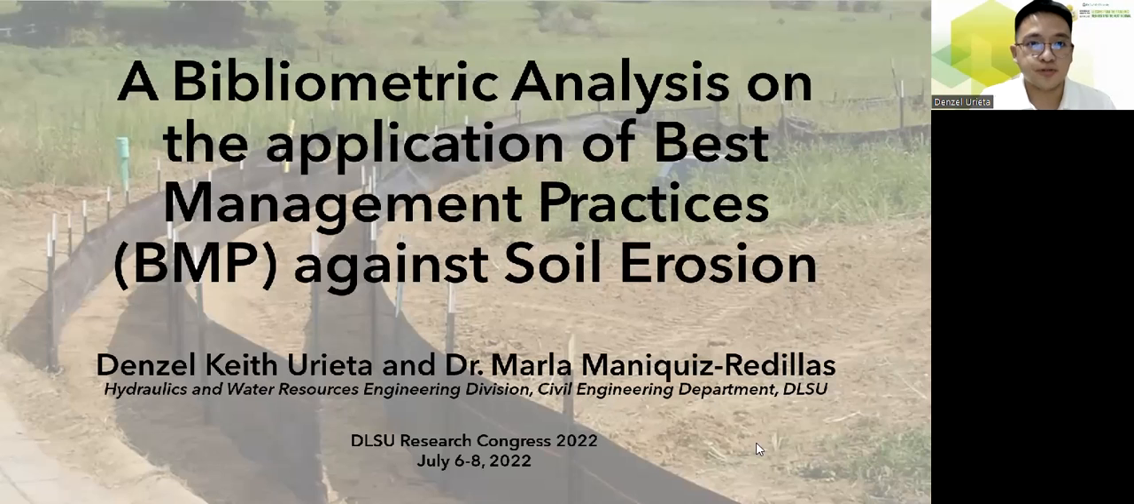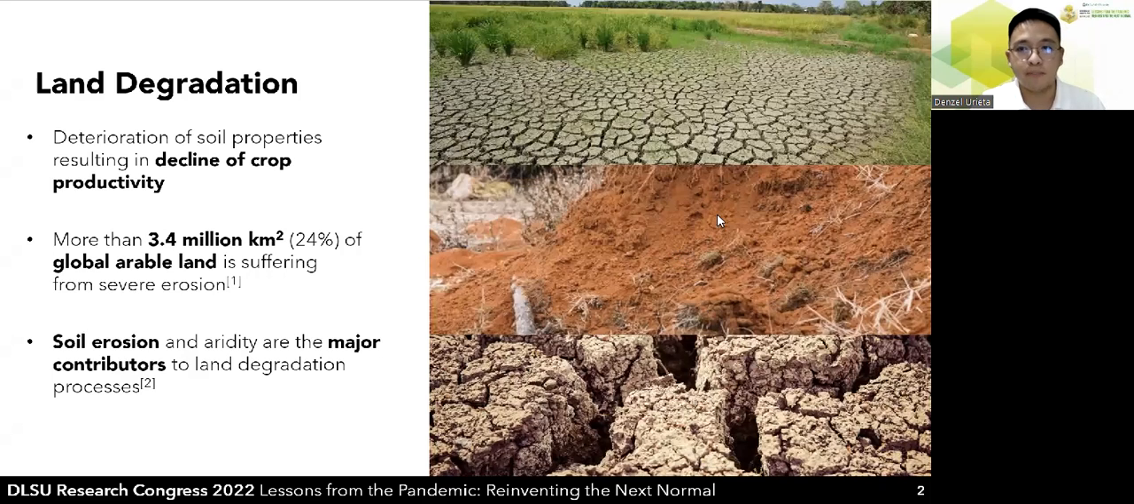Good day, everyone. So today, I will be presenting the paper on a bibliometric analysis on the application of best management practices against soil erosion. To introduce the broader global problem, land degradation pertains to the deterioration of soil properties resulting in decline of crop productivity, as shown in this figure. In fact, more than 3.4 million square kilometers, or about 24% of global arable land, is suffering from severe erosion, making soil erosion one of the major contributors to the land degradation processes.